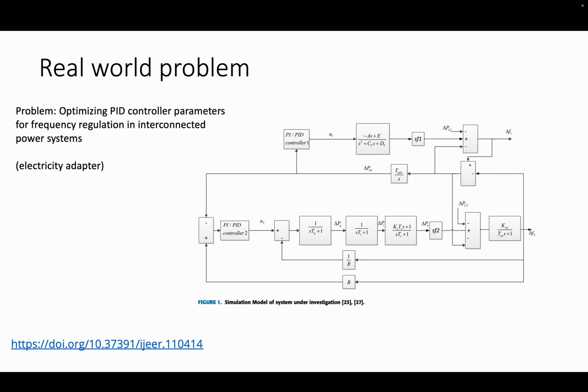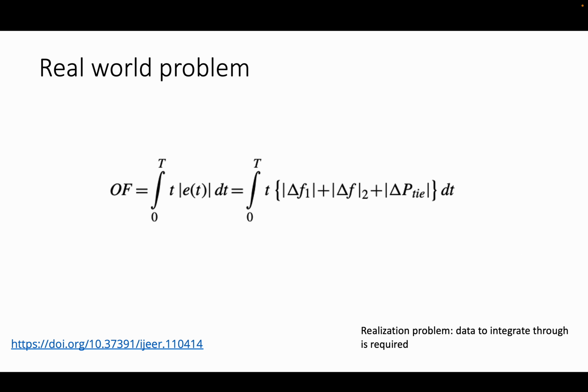There is a paper where the author tries to optimize an electricity adapter. The main idea is to maintain the same level of electricity on different parts of a system, even when some parts of the system require more or less energy, and the fitness function in this case is a difference of electricity levels on different parts of the system.